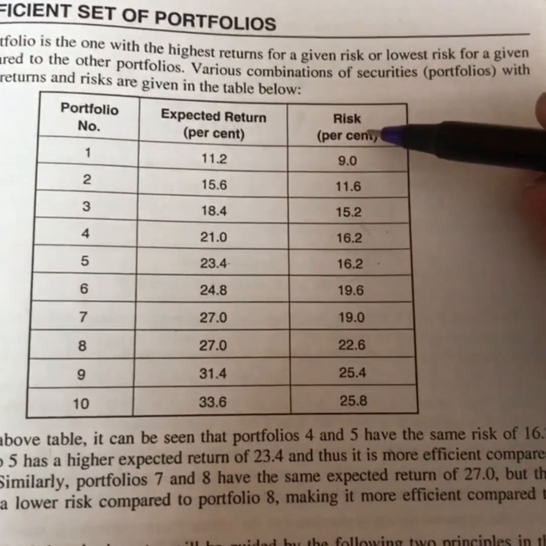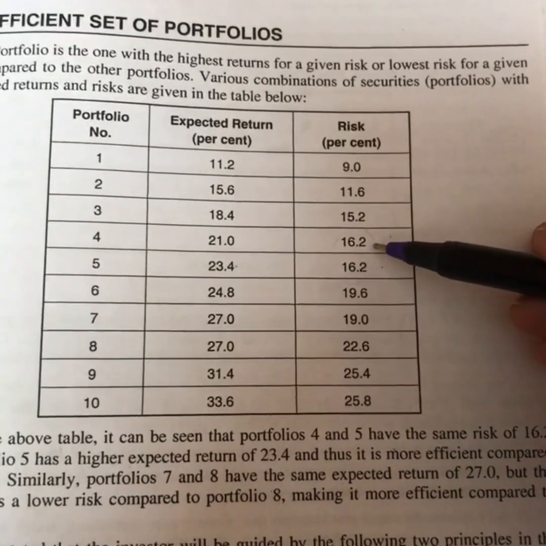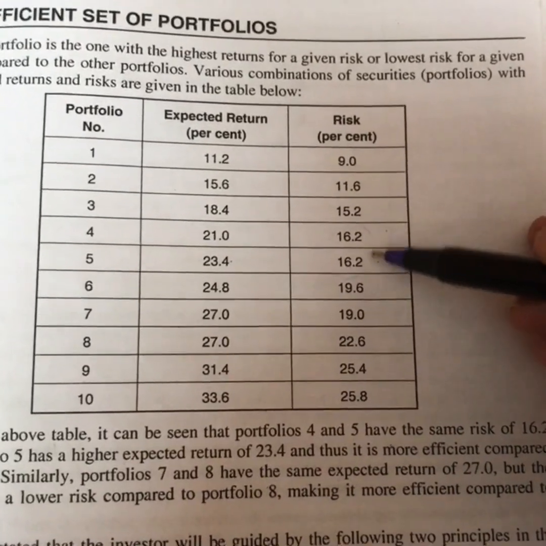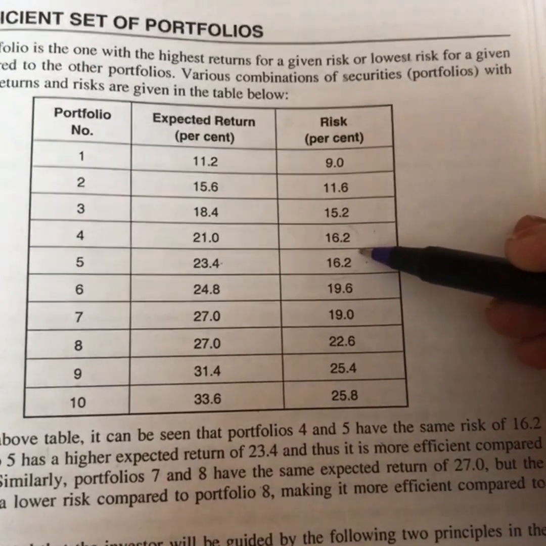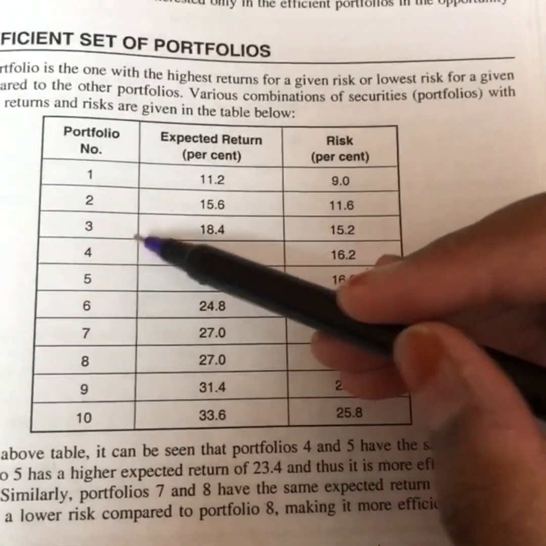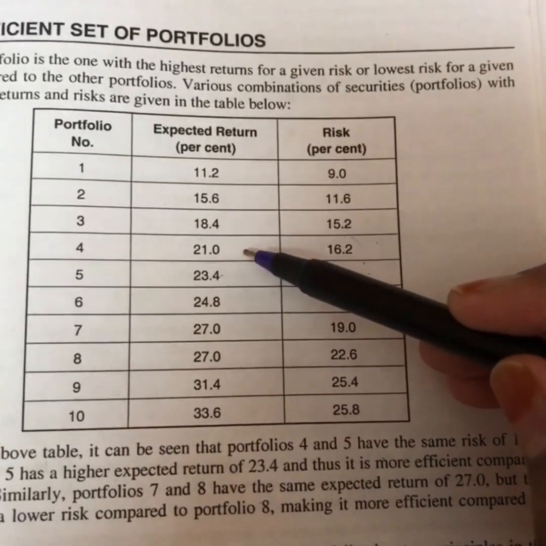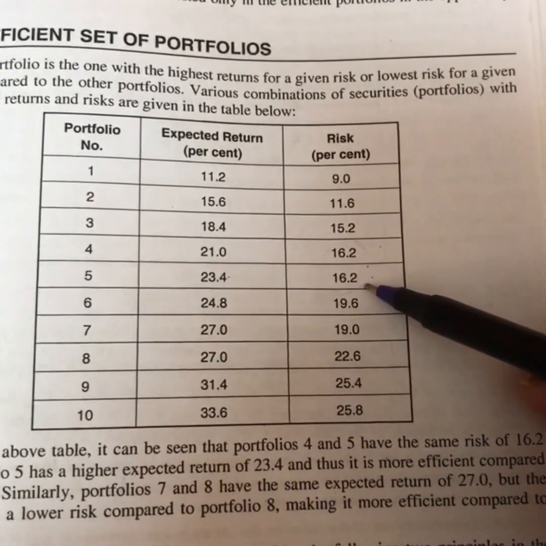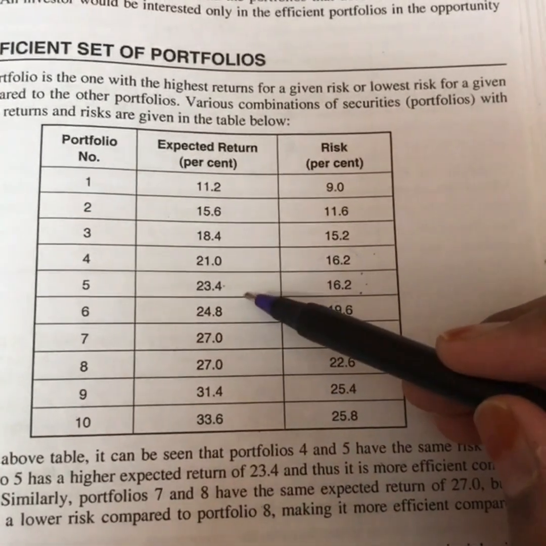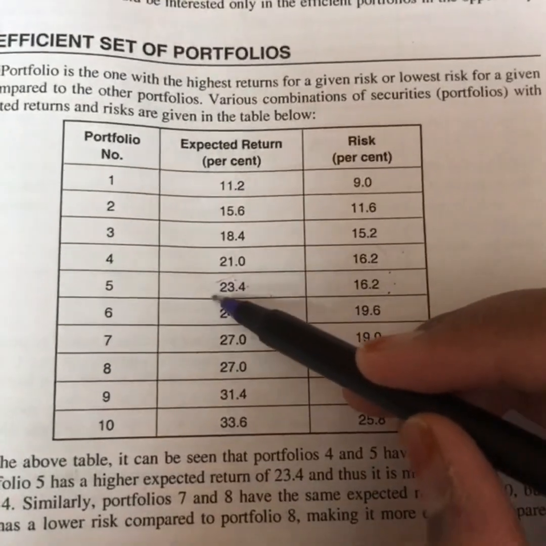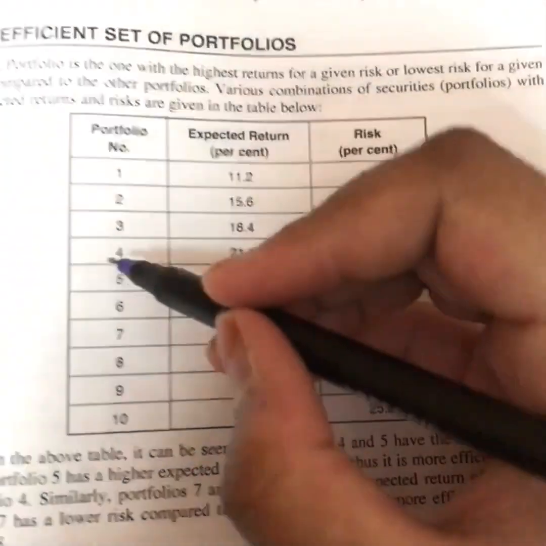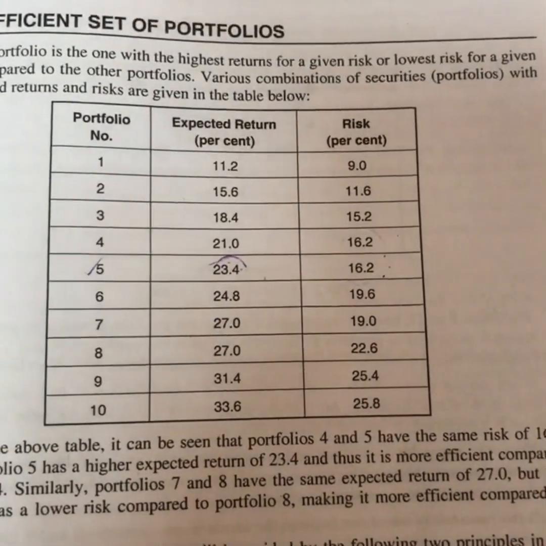If you see the risk for portfolios 4 and 5, you have the same percentage of risk. So tell me which one you will select. For portfolio 4, the risk is 16.2% whereas the return is 21%. For portfolio 5, it is 16.2% risk and the return is 23.4%. So obviously the return is higher here, so I will be selecting portfolio 5.